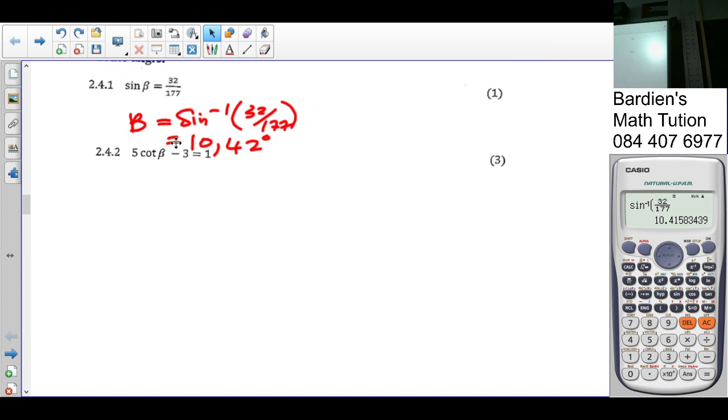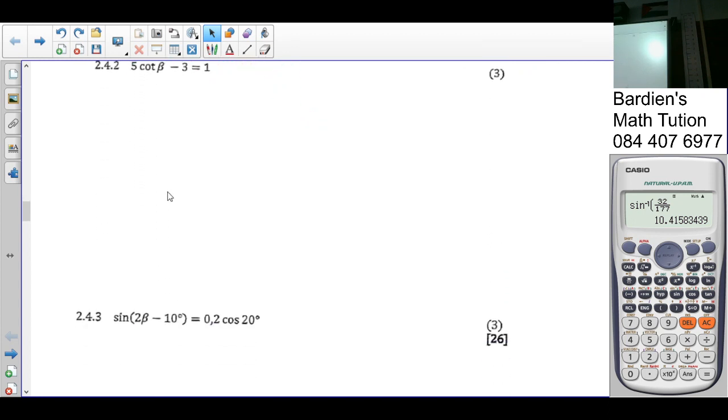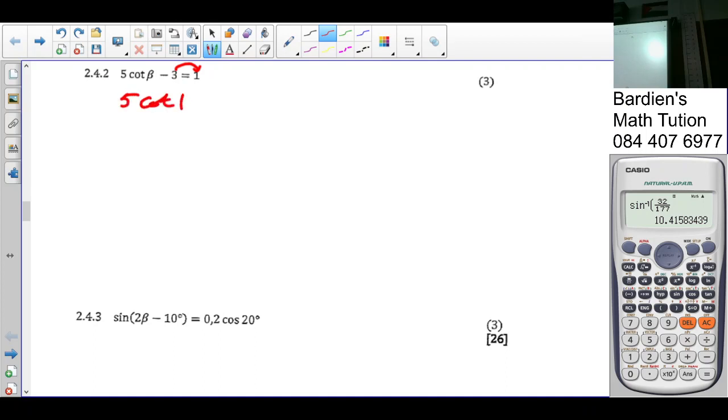Let's look at the next one, 2.4.2. What needs to be done first here? Taking negative 3 over. So it becomes 5 cot beta equals 4. Now what? Divide by 5. So cot beta is equal to 4 over 5. Now what? Cot is equivalent to 1 over tan. So 1 over tan beta is equal to 4 over 5.